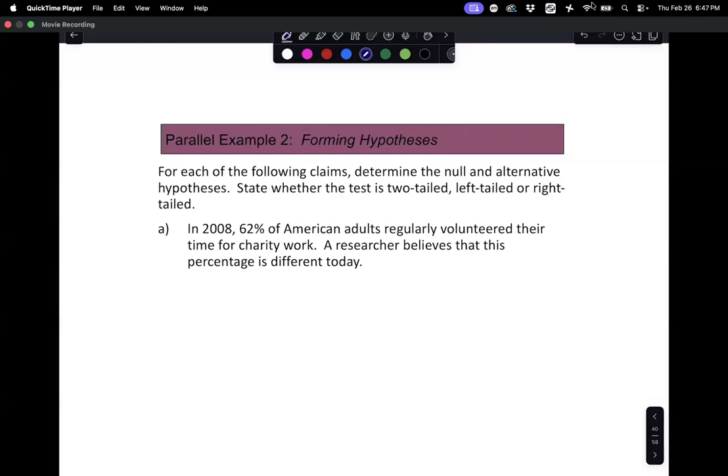Okay, so we're going to write our null and our alternative hypotheses, and we're going to determine what kind of a test this is. Okay. 62% of adults regularly volunteer their time for charity work. A researcher believes this percentage is different. So different is our key word here. Because it says different, this is a two-tailed test.